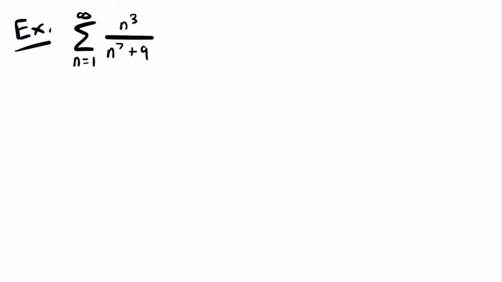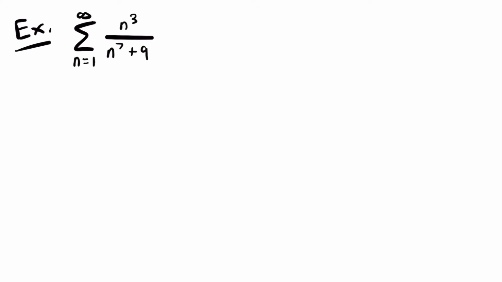Before we get started, it is important to note that before you try to use any comparison test, you should always start with the divergence test. See if your series diverges by just taking the limit as n approaches infinity of the expression in your series. So you would take the limit as n approaches infinity of n cubed divided by n to the power of 7 plus 9. And if that limit is equal to a value other than 0, you know that the series diverges. That should always be your first step for all series when determining if they converge or diverge.